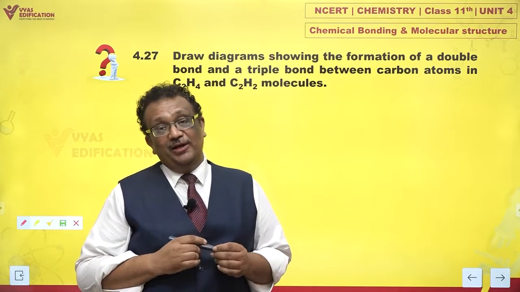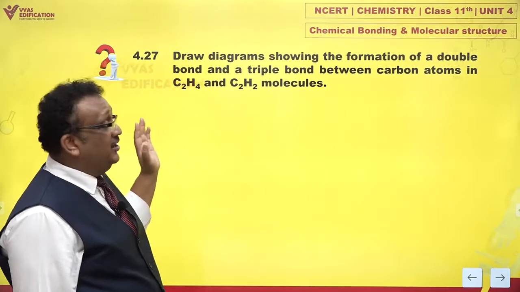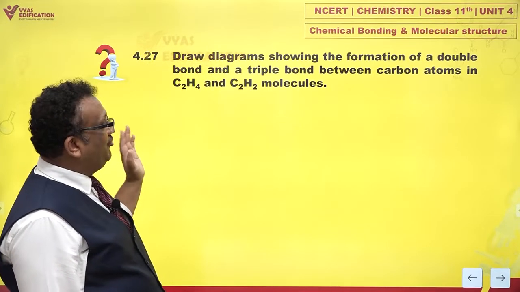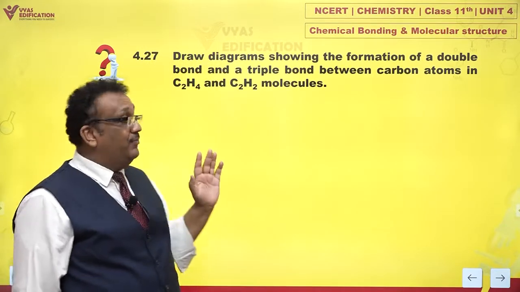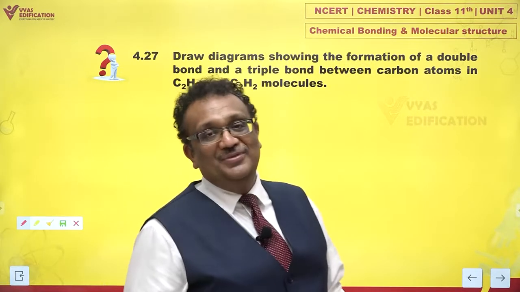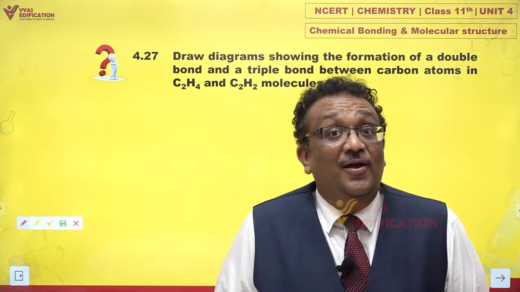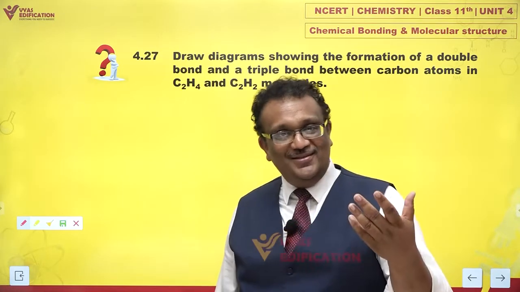This is a truly fundamental question. It says, draw diagrams showing the formation of a double bond and a triple bond between the carbon atoms in ethene and ethyne molecules. Classic, beautiful, and very fundamental, very valuable. Shall we do that? Yes.